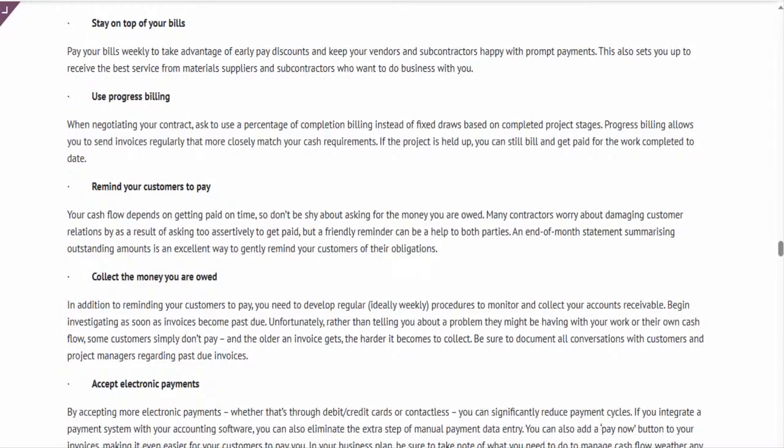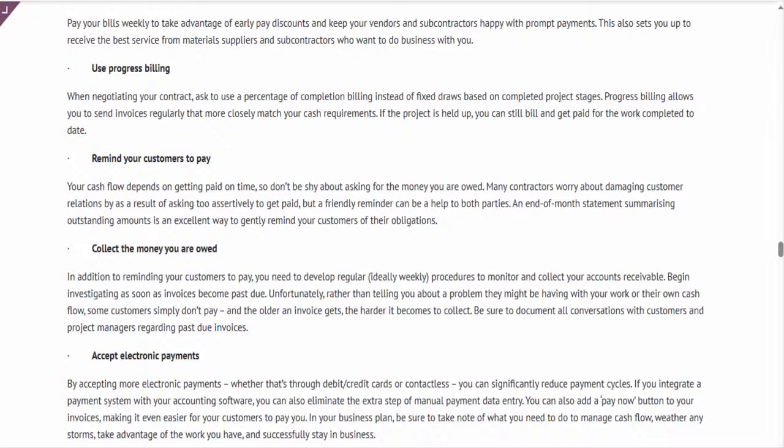In your business plan, be sure to take note of what you need to do to manage cash flow. Weather any storms, take advantage of the work you have, and successfully stay in business.